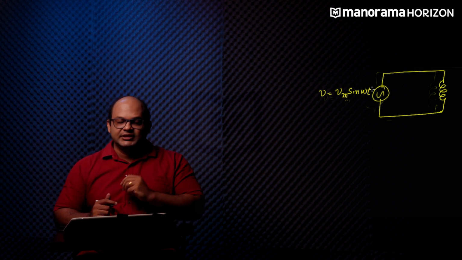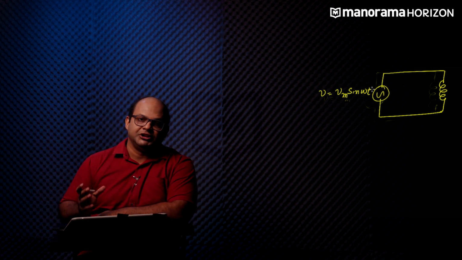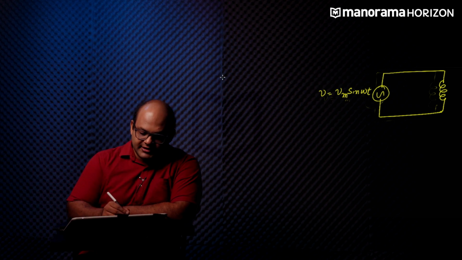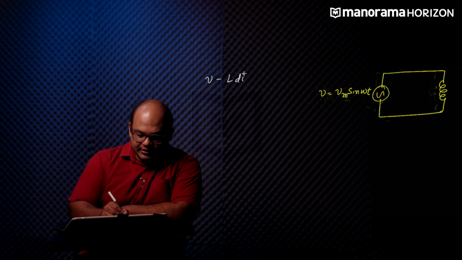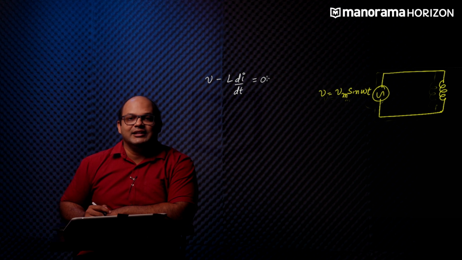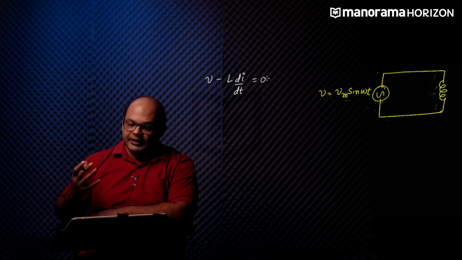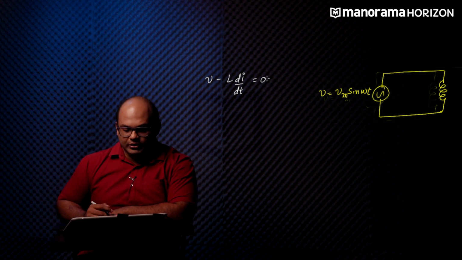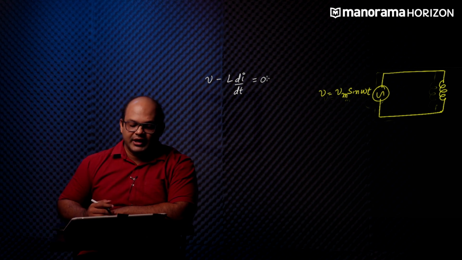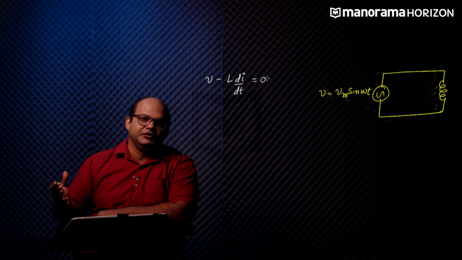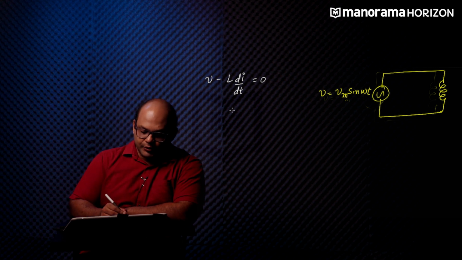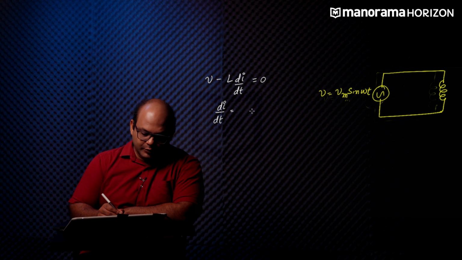negative sign. With this information, we can come up with the voltage relationship inside this particular circuit as something like this. We can write that V minus L di by dt is equal to 0. Here L is the self-inductance of the inductor, which is normally shaped in the form of a coil. V is the source voltage and di by dt is the variation of the current with respect to time. So here we have di by dt is equal to V upon L.